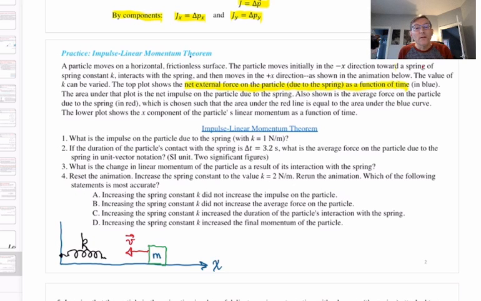Okay? Well, net external force as a function of time, area under that will be impulse, right? The area under that plot is the net impulse on the particle due to the spring. It's also going to plot what's called the average force on the particle due to the spring. We're going to talk about why we do that in a minute. And then it's also going to plot the x component of the particle's linear momentum as a function of time. So, okay, with that set up, let's now turn to the animation.